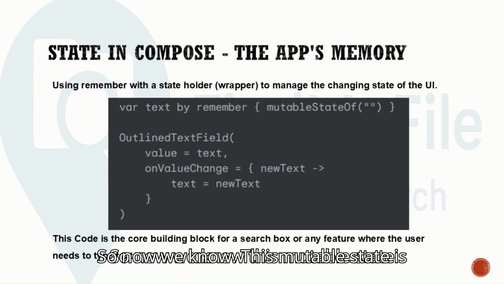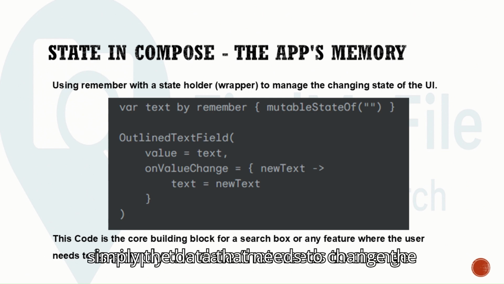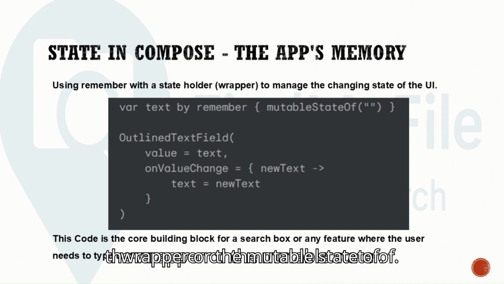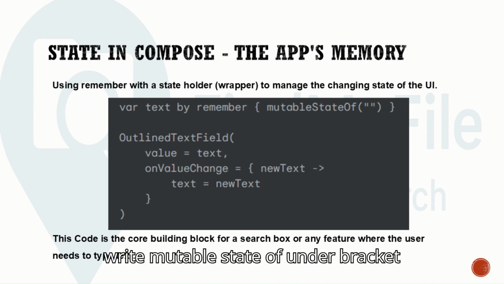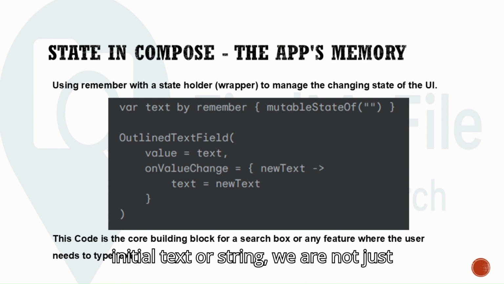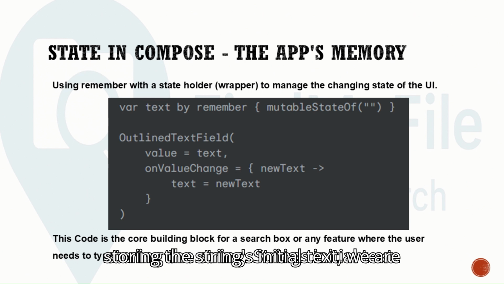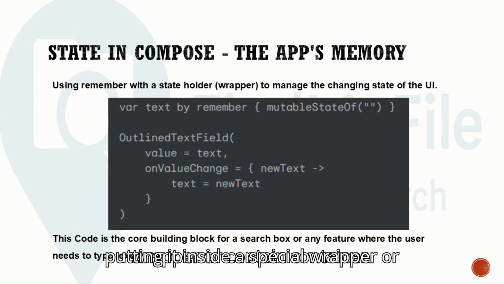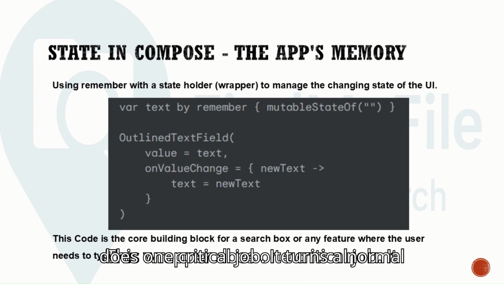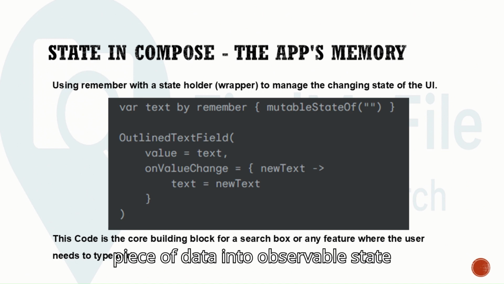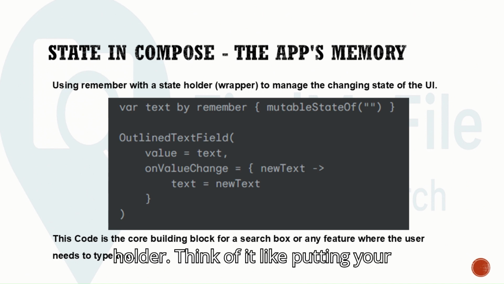So now we know this mutable state is simply the data that needs to change. The wrapper is the mutableStateOf. This is the most important piece. When we write mutableStateOf with the initial text string in brackets, we are not just storing the string's initial text. We are putting it inside a special wrapper or container. This wrapper does one critical job. It turns a normal piece of data into an observable state holder.